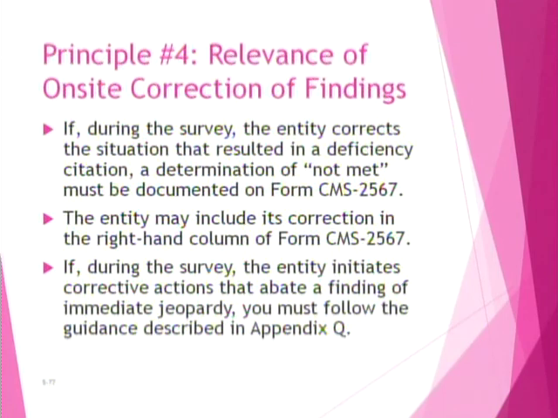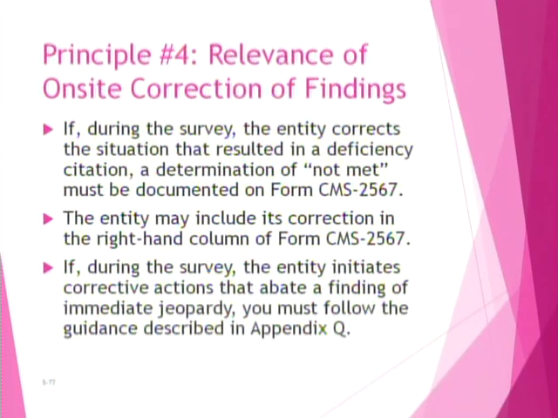during a survey process, even though the nursing home corrected it while you were there, then we still have to have a deficiency citation. So a determination of not met must be documented on the form 2567. The entity may include in its correction on the right-hand column of the form 2567 that they corrected it during the survey process and how they corrected it. But it still has to be a citation, even if the nursing home corrected it while we were there.